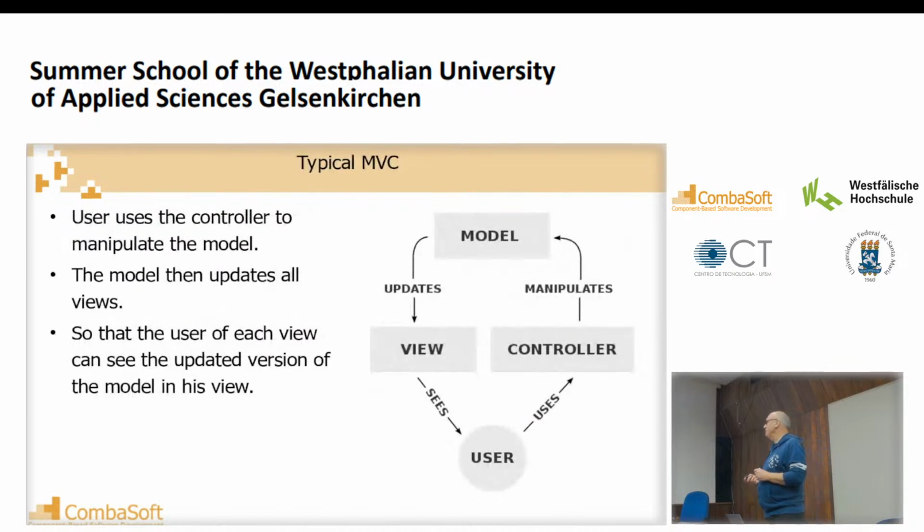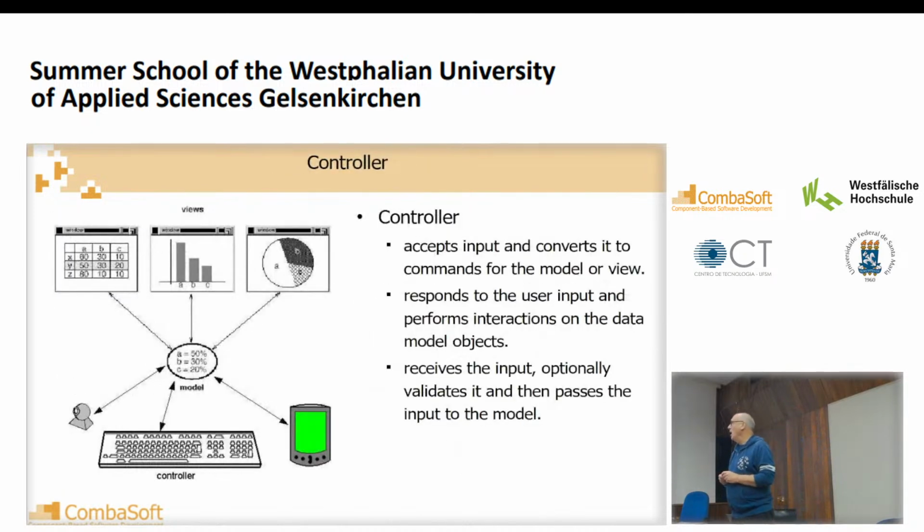Okay, now we can talk about how an architectural pattern and a design pattern are related to each other. Because a typical problem arises here, and for this typical problem, a design pattern is a solution. What is the typical problem? The typical problem is, okay, the controller is modifying the model. So the model has changed. And now we have here 3 views.